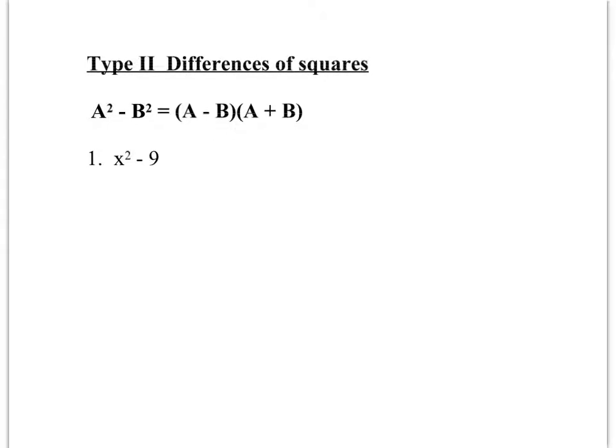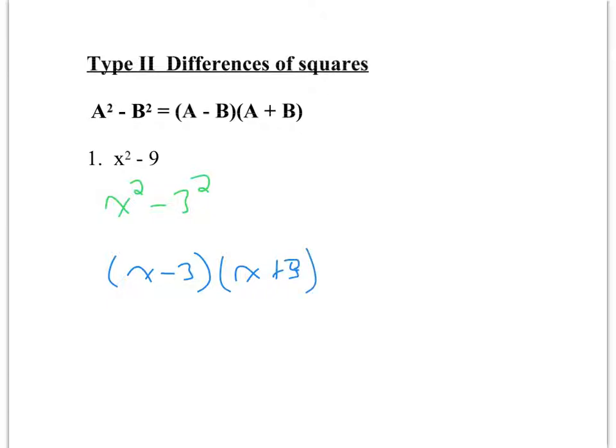If we were to FOIL that out, you would see that the middle terms cancel. So looking right here, I have x squared minus 9. This can be thought of as x squared minus 3 squared. So this factors now to x minus 3 times x plus 3.